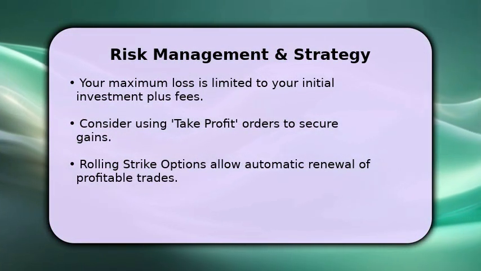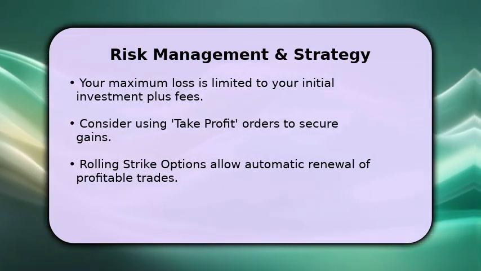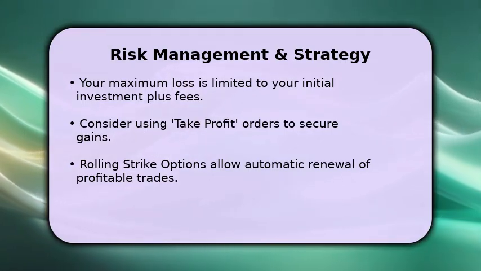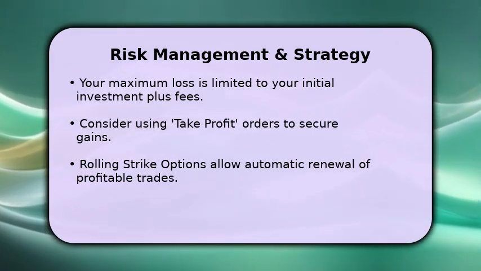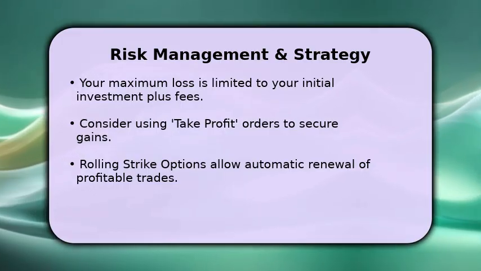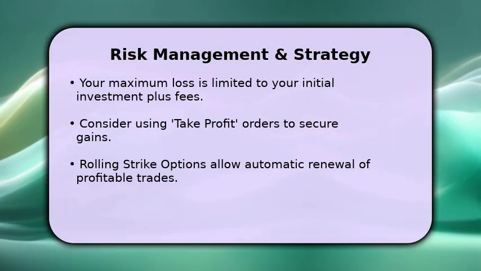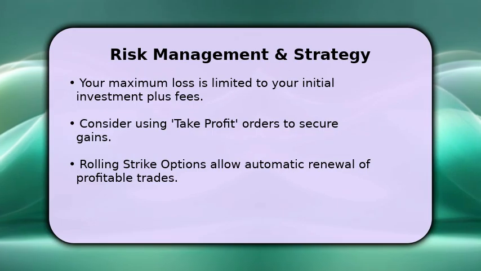Managing risk is vital. With strike options, your maximum loss is capped at your initial investment and trading fees. You can also implement take-profit orders to automatically close positions and lock in gains. For continuous trading, rolling strike options can automatically renew profitable positions, helping you maintain momentum while managing your downside.